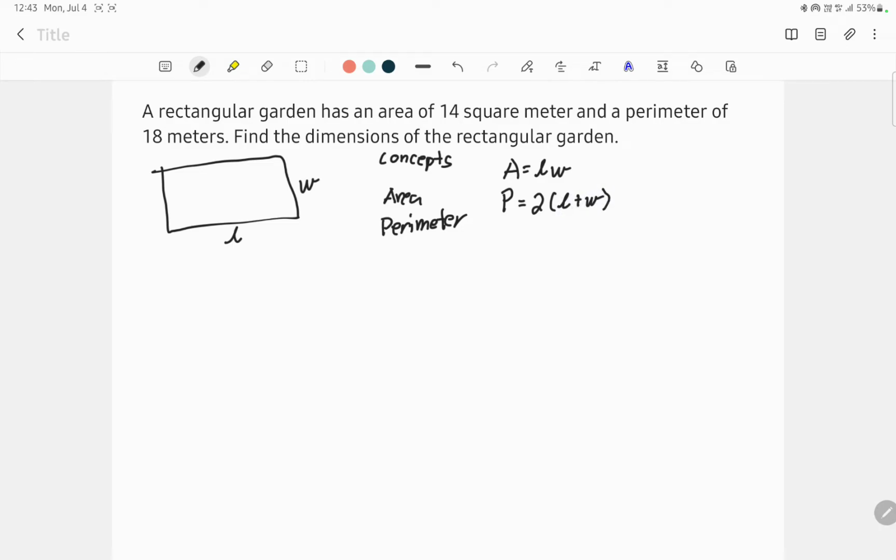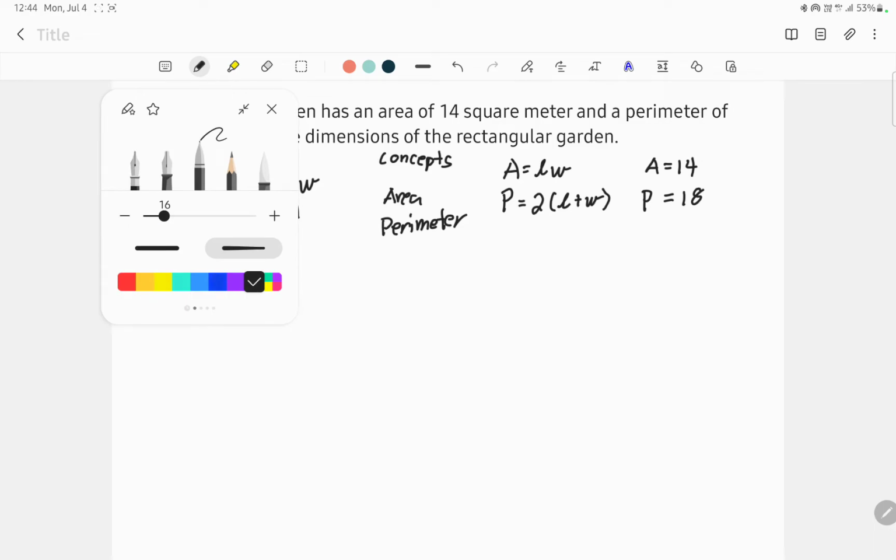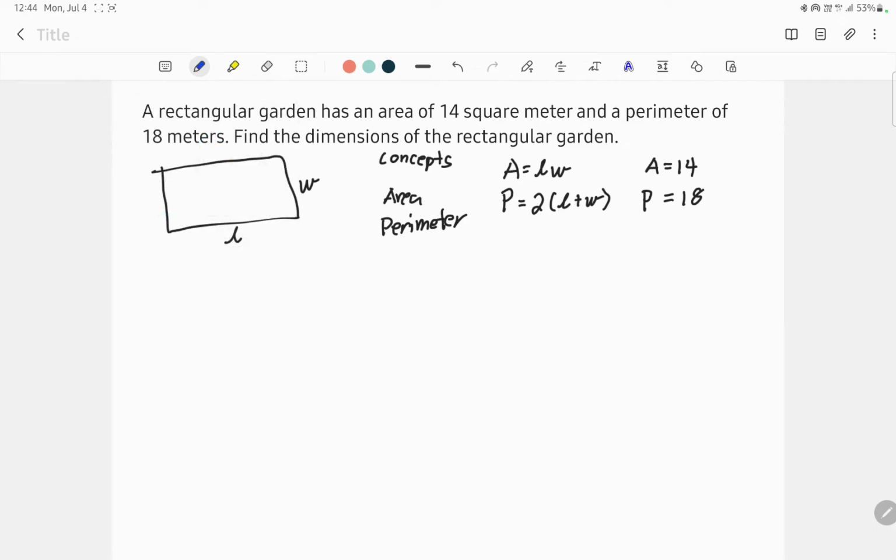Now, we have the given here. As you can see, the given is area equal to 14 square meters. It's two-dimensional. Then perimeter is equal to 18. Now, in this sense, you can use the formulas, which are the concepts, in order to solve this. So, I think we could use the perimeter first. Let me just change my pen so that we could go on to the solution. So, let's go on to the solution.